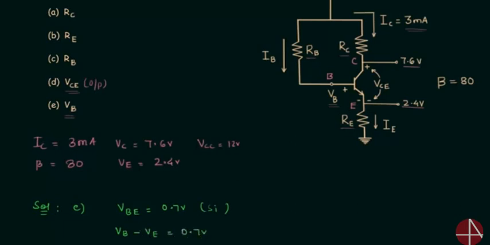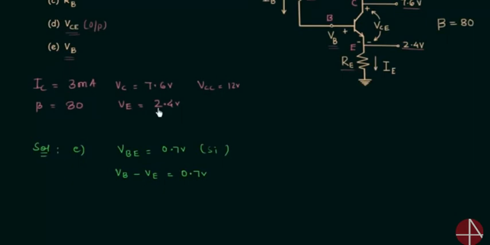We already know the value of VE, it is equal to 2.4 volts. So VB is simply equal to 2.4 volts plus 0.7 volts. So finally VB is equal to 3.1 volts. This is the answer of the E part.